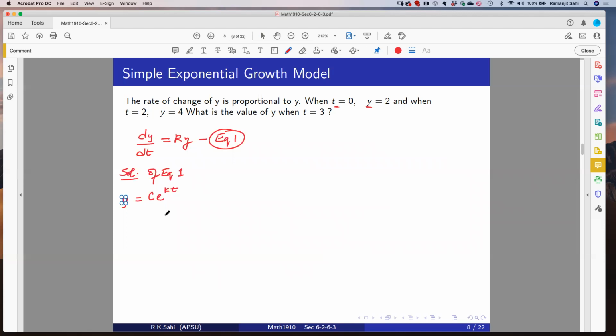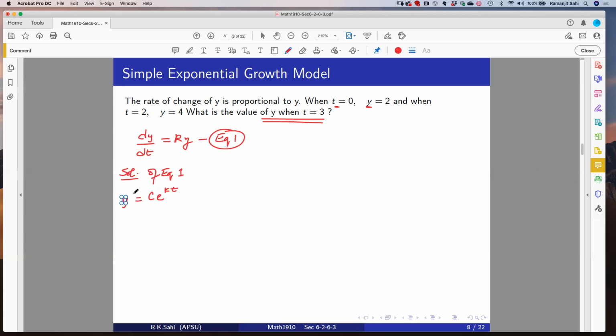Now I want to find the solution. First, we're given that the rate of change of y is proportional to y, and then we're given some conditions. When t is 0, y is 2. When t is 2, y is 4. And the question is, what is the value of y when t is 3?